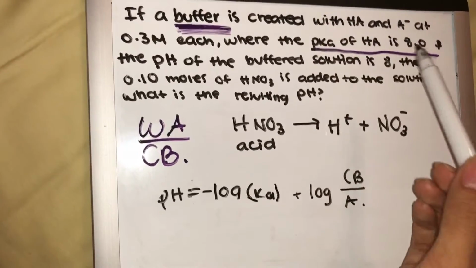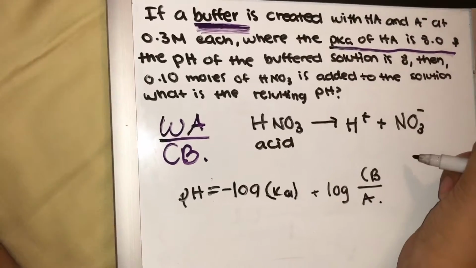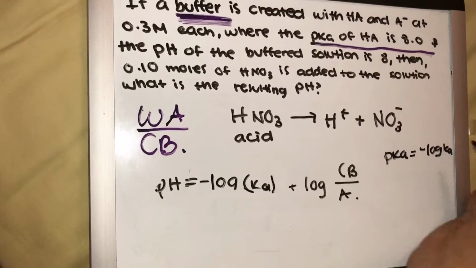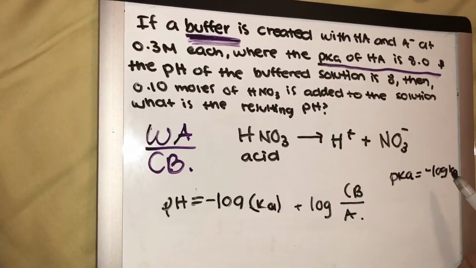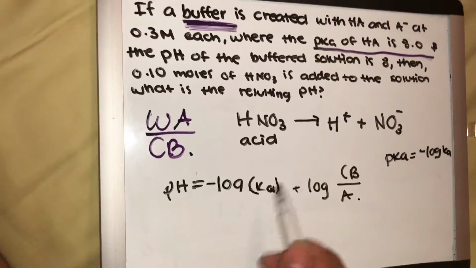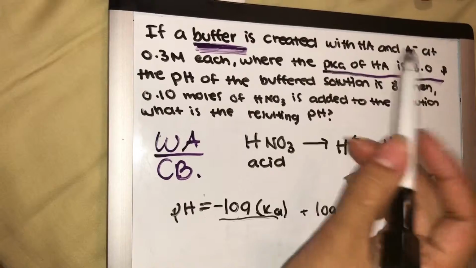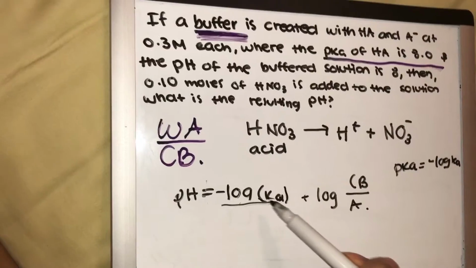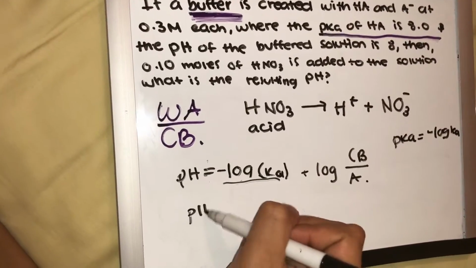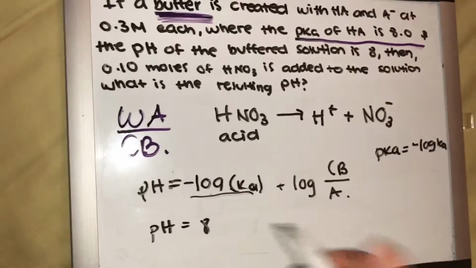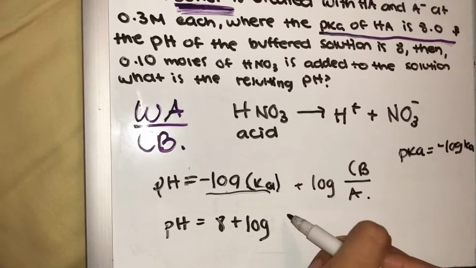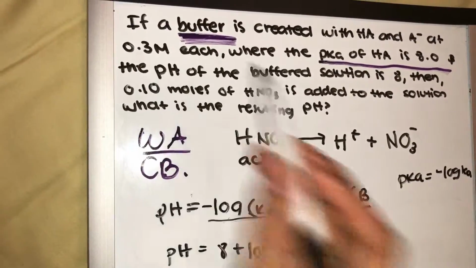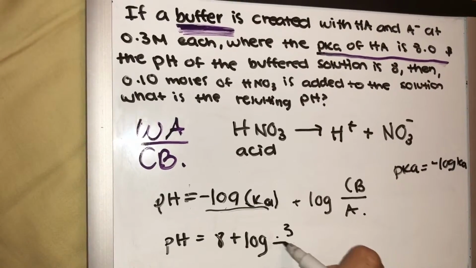So we have pKa is 8. We know that the pKa is equal to negative log of Ka. So if we weren't given the pKa, this is how we would find this part of the problem, if we were only given Ka. But since we have pKa, which is the same thing as this, we can just replace it. So pH is equal to 8 plus log of the conjugate base over the acid. It is said that it is 0.3 for each, so we put 0.3 over 0.3.